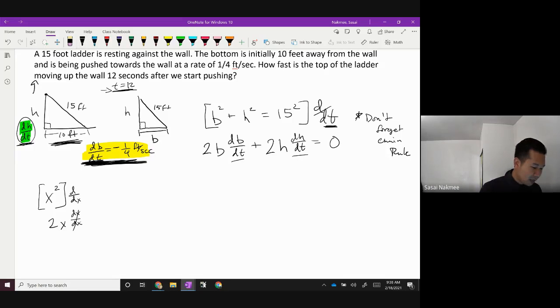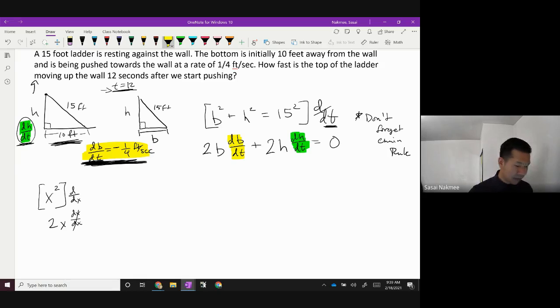And our ultimate goal, remember, is to find out what dh dt is. Our ultimate goal is to solve for this, right? Now, there's an issue here. We've got 3 variables that we need to plug in for, and we know one of them. We know db dt. We can plug in that it's negative 1/4 feet per second. But we don't know what the b is or what the h is.